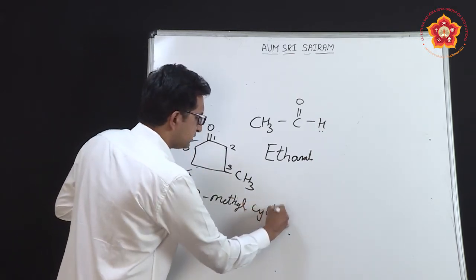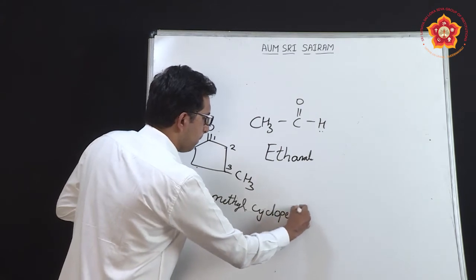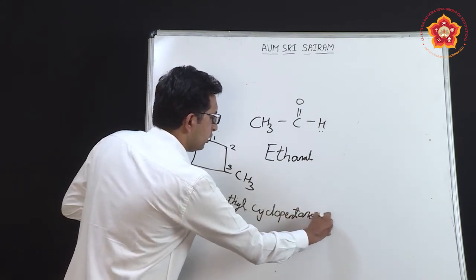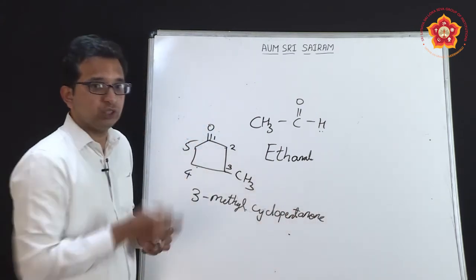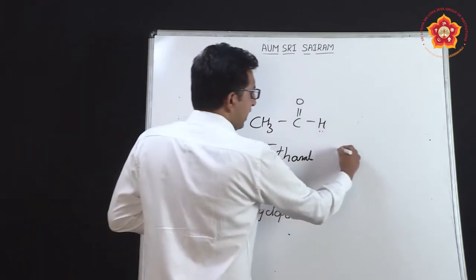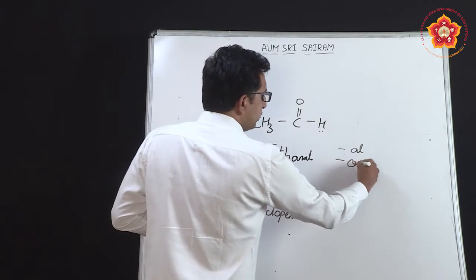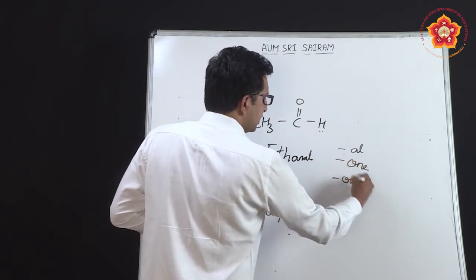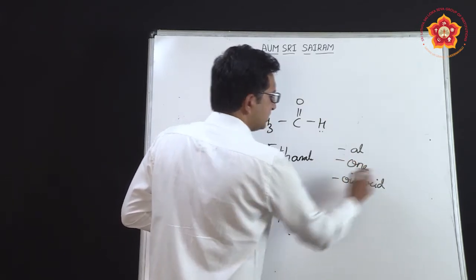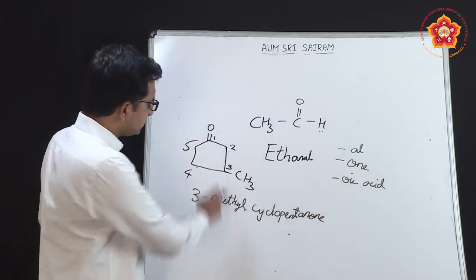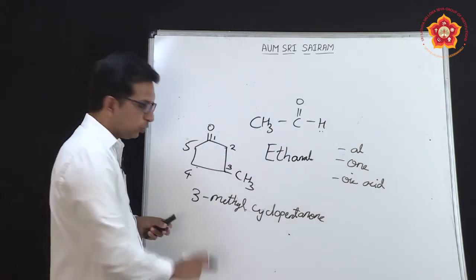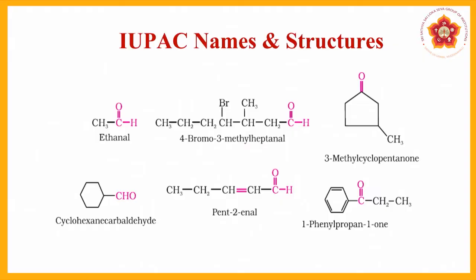the naming cyclopentanone. Now the suffix of ketones is -one. So remember that aldehydes will have -al as suffix, ketones will have -one as suffix, acids which we study further will have oic acid as suffix. So since this is a ketonic compound, the name is going to be 3-methyl cyclopentanone.